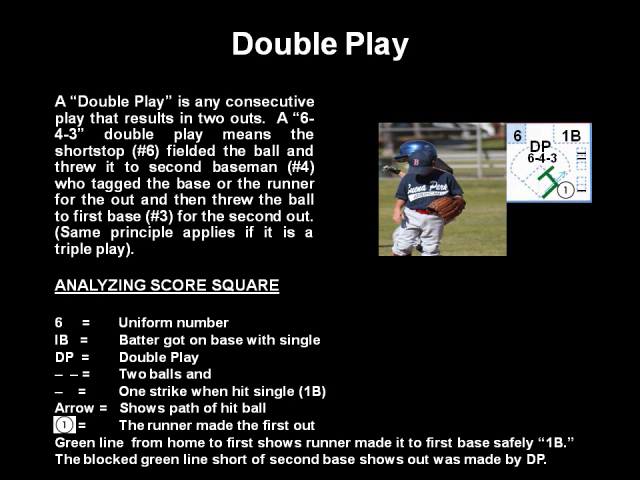The one with a circle indicates that the runner made the first out, and the other participant in the double play would have made the second out. Both outs are never recorded on the score square. The green line from home to first shows the runner made it to first safely, and that's where you got the 1B. But the blocked green line short of second base shows an out was made by the double play.